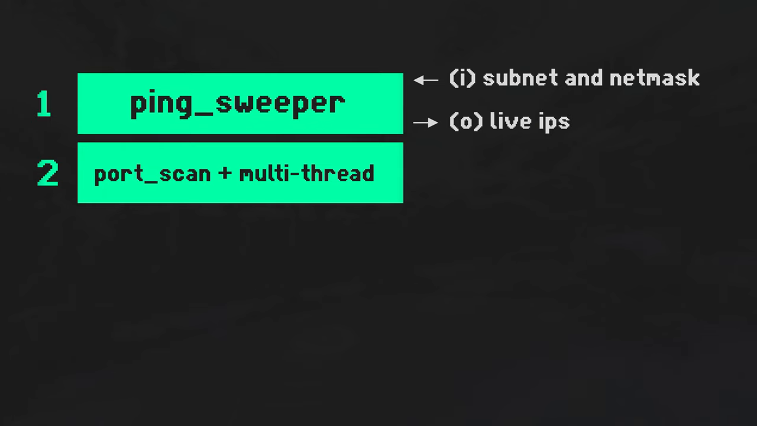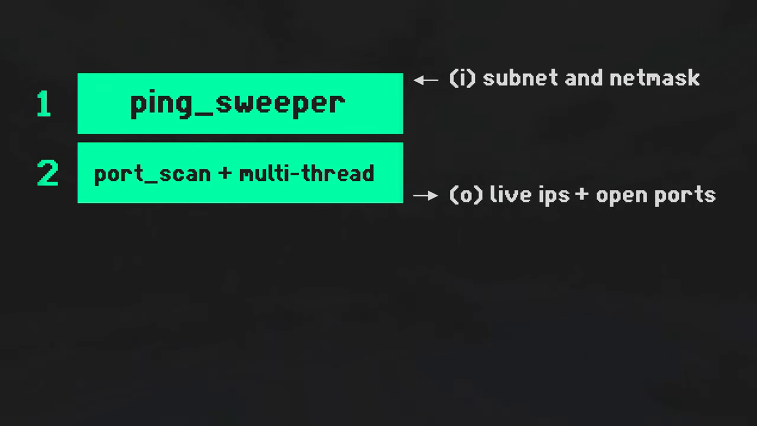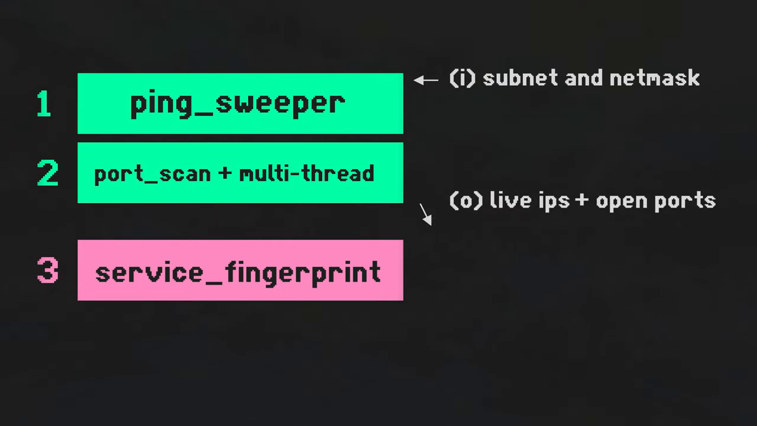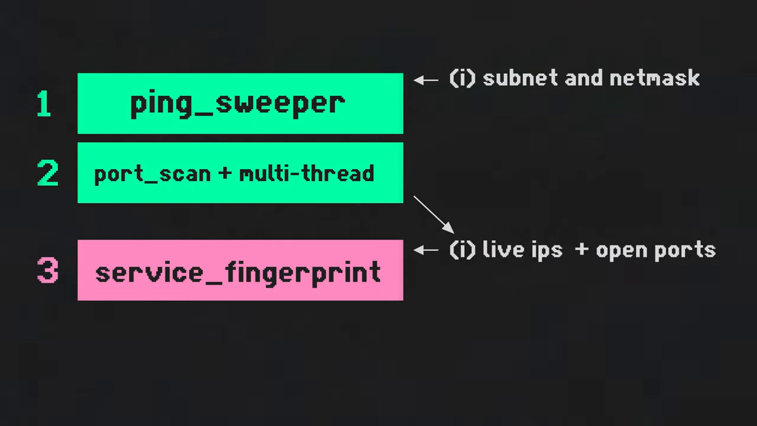Multi-threading will improve performance, while port scanning means that, in addition to a list of live host IPs, we'll also output all open ports associated with those IPs. Next, we'll start a new script, which is going to receive the output of the previous scripts as input. The service scanner will scan each open IP and port and return a list of services running on them.